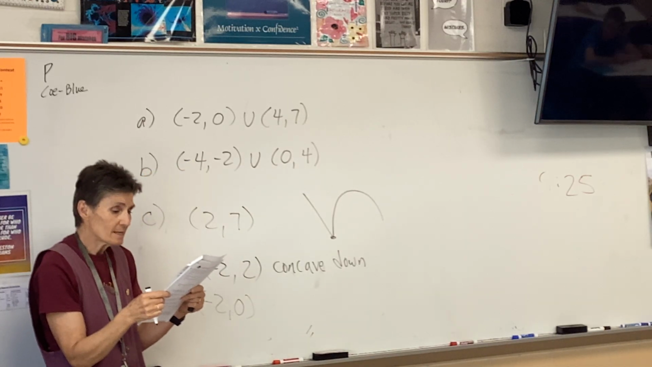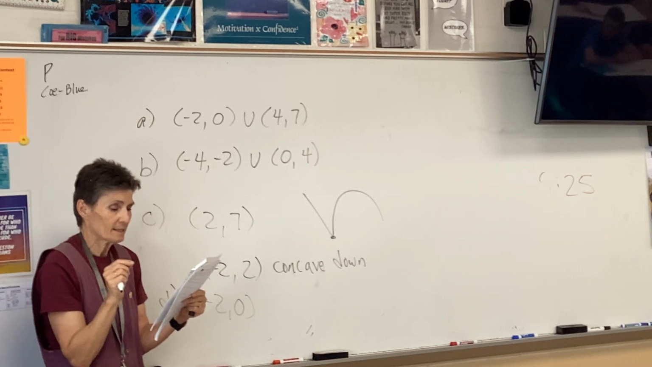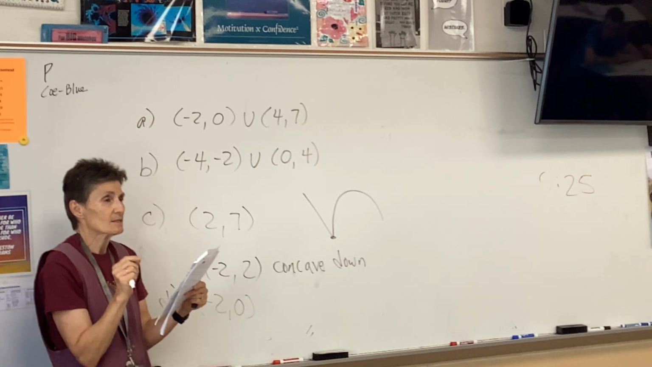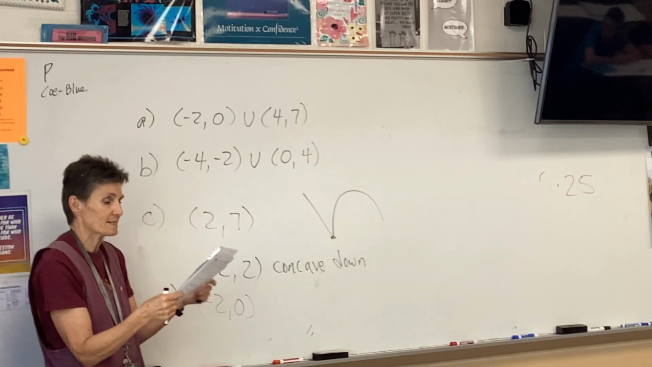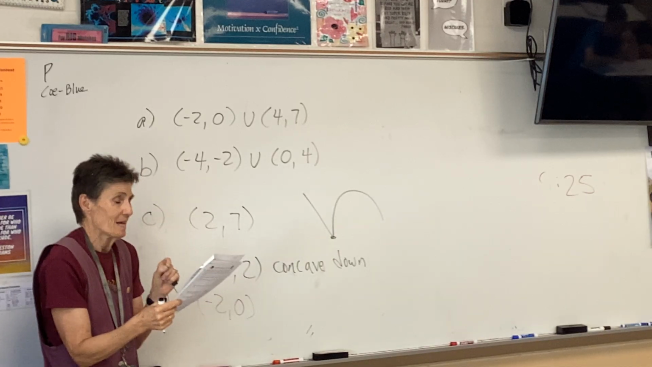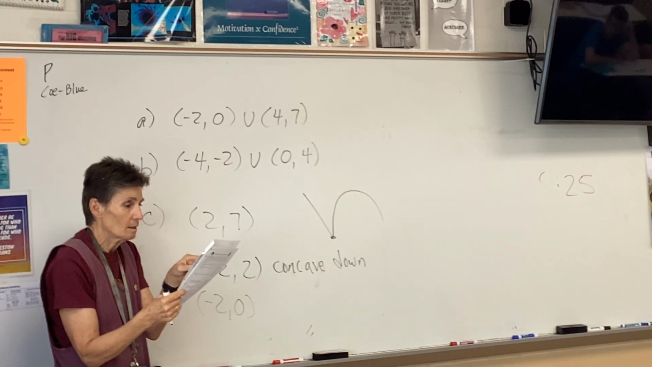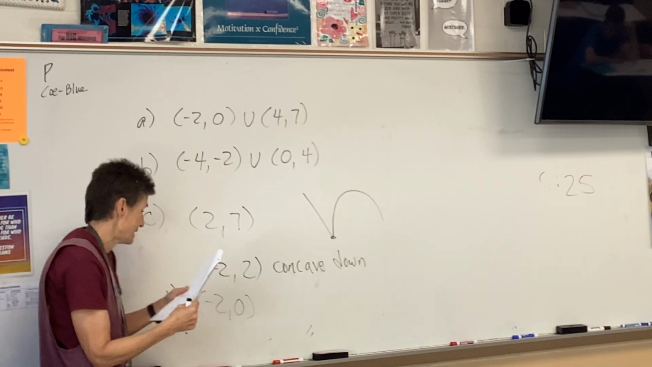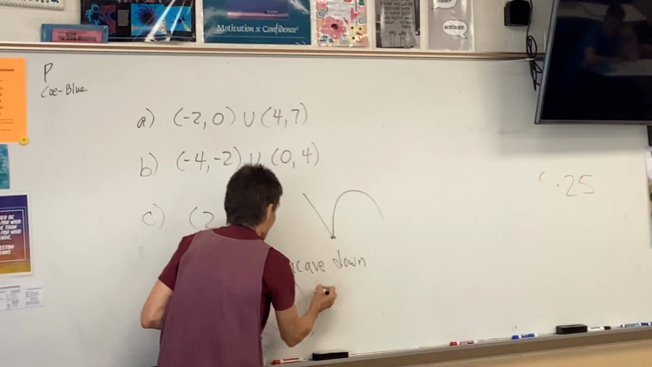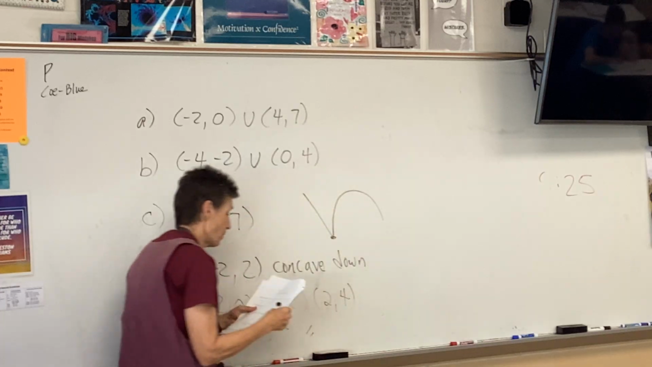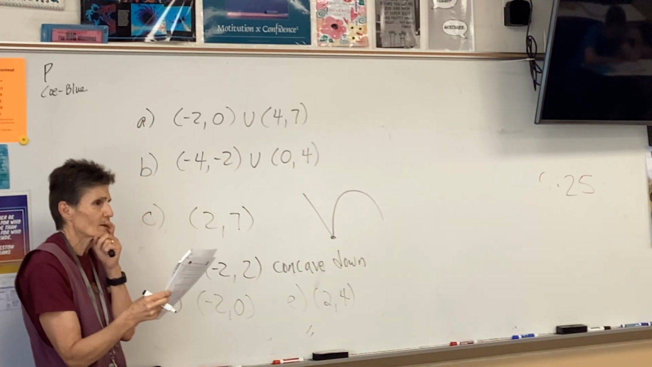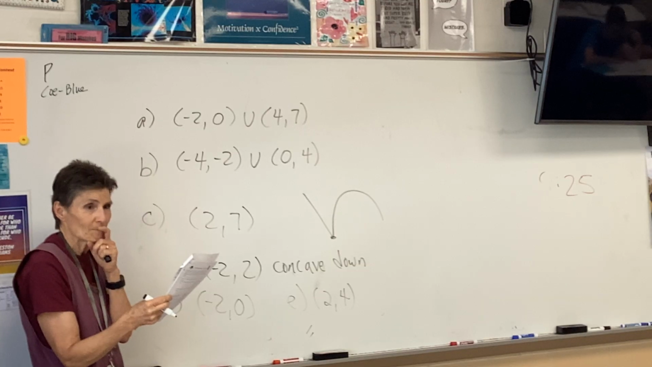Okay. Decreasing and concave up. Is there a part of the picture that is decreasing and concave up? 2 to 4. 2 to 4 is decreasing and concave up. That's exactly right. Are there any other parts of it? I don't think so. Okay.